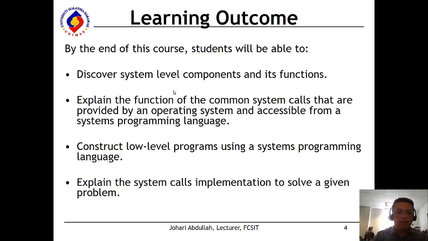So the learning outcome by the end of this course, what we expect you to be able to achieve is first to discover system level components and their functions. Second is to explain the function of common system calls. There are probably around 45 to 50 system calls that you will go through in this course. And then, understanding and knowing the system calls, you are able to construct, which is to write low-level programs using the system programming language, which is C language. And you should also be able to solve given problems using appropriate system calls. So these are the LOs for this course.